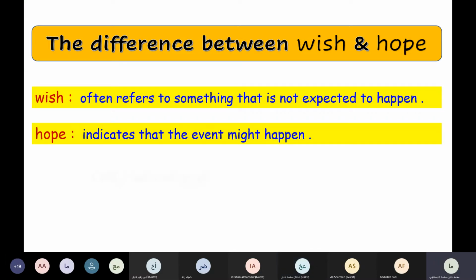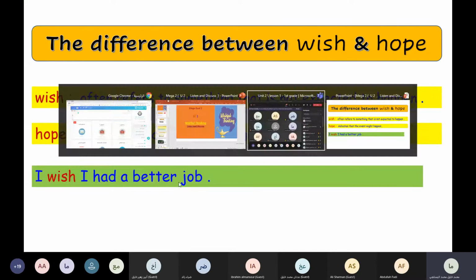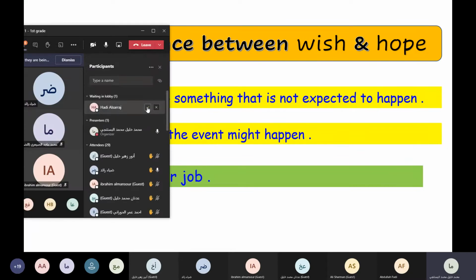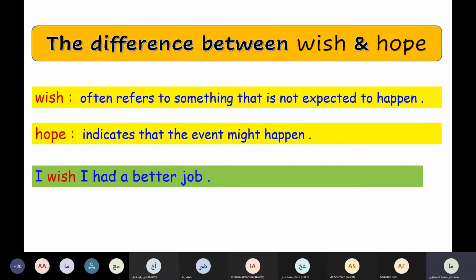Look here, we have two examples. Who can read the example? Ahmed, read the first example. I wish I had a better job. Good. It means here you realize we use what? The simple past tense. I wish I had a better job. It will be, let us say, difficult to have a better job.